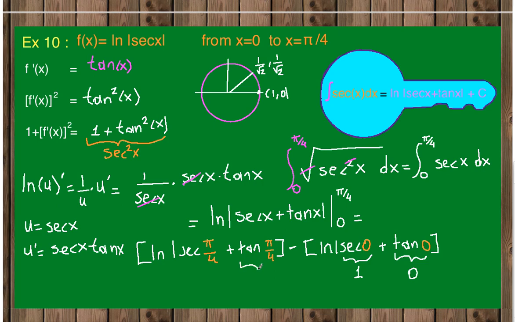Tangent pi over 4. Tangent is sine over cosine. At pi over 4, sine is 1 over root 2 and cosine is 1 over root 2. Anything divided by itself is 1, so sine over cosine is 1. At pi over 4, secant is root 2, because secant is 1 over cosine, and 1 over 1 over root 2 will be root 2.